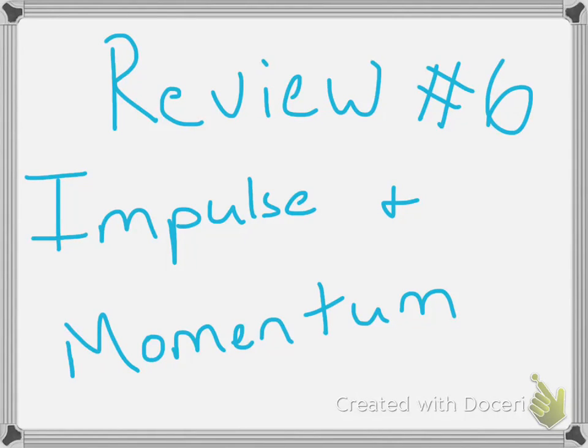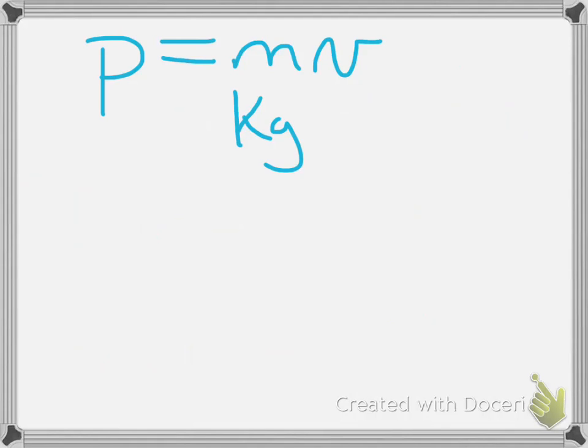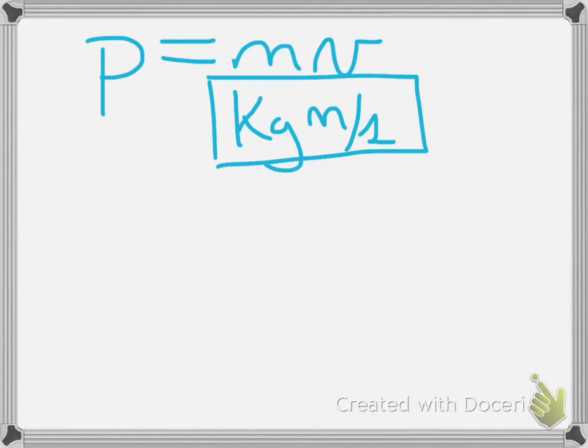Okay, review video number 6 is all about impulse and momentum. If we start out with the basics of momentum, momentum is a lowercase p, so don't forget that, and that's equal to mass times velocity. Because velocity is a vector, momentum itself is a vector as well. And there are no special units here. Our units of mass are kilograms, and our units of velocity are simply meters per second. So those are our units for momentum.